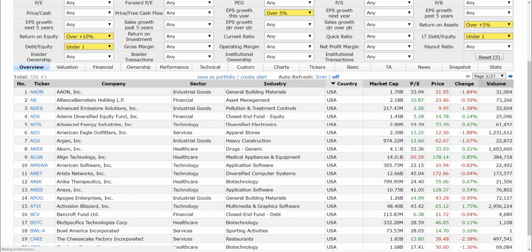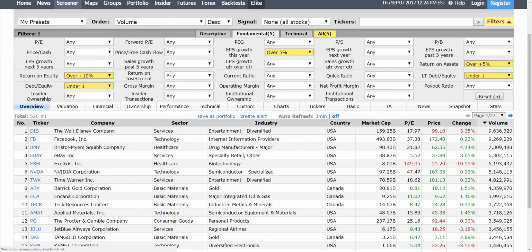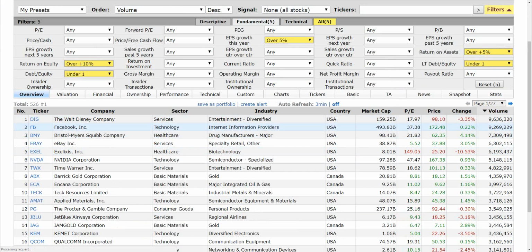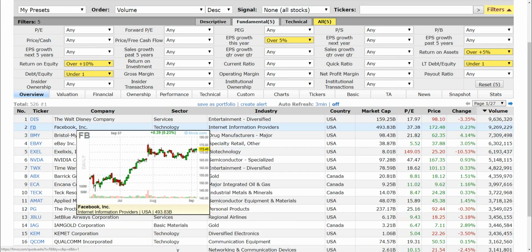So let's go ahead and sort by volume. It's going to throw off the countries, but that's okay. So Walt Disney, I had mentioned that before. Let's go ahead and look at Facebook.